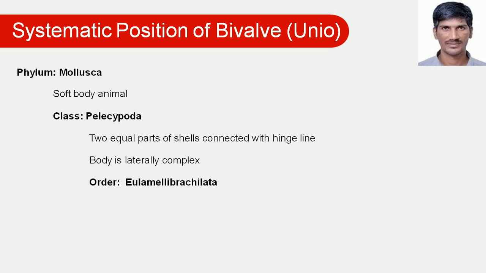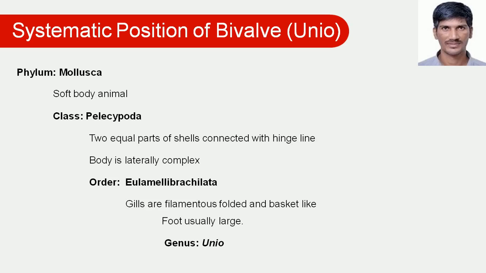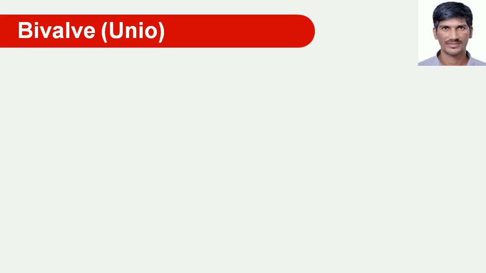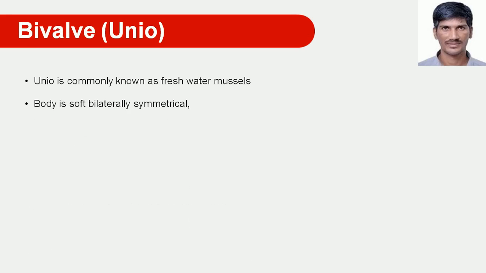Order Eulamellibranchiata, because the gills are filamentous folded, a basket-like structure. In this animal, the foot is usually large. The genus of this animal is Unio. Then we go to the general characters of the bivalve. The bivalve is commonly called a freshwater mussel. The body is soft, bilaterally symmetrical, because this body is covered with two equal halves. Therefore, it is bilaterally symmetrical.